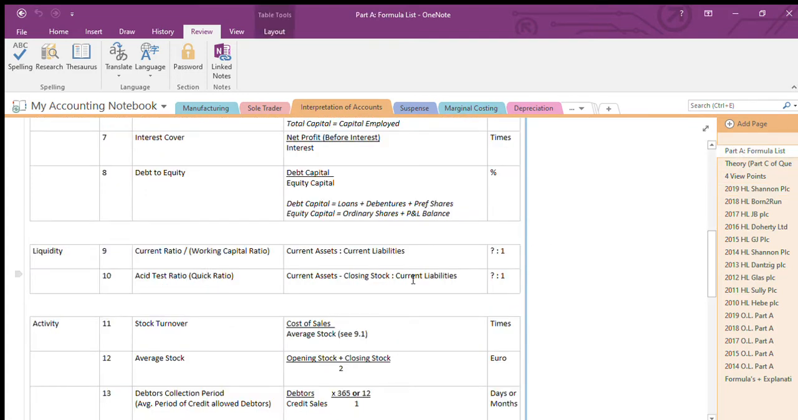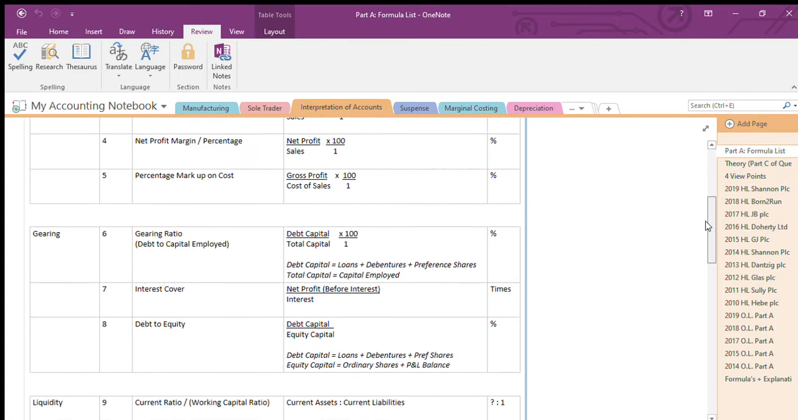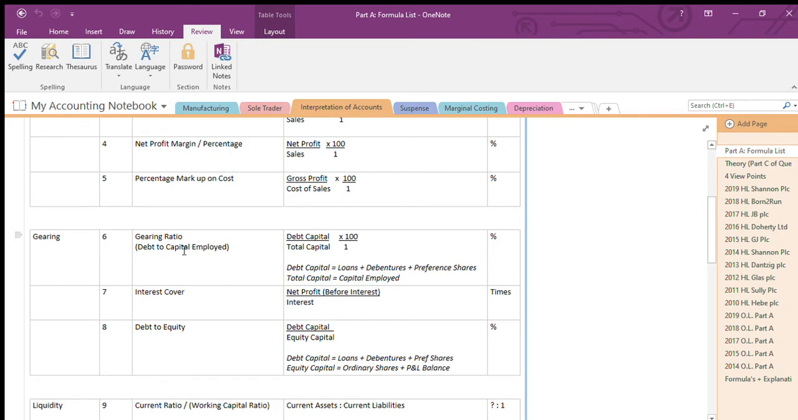So gearing is here above in my gearing section. It's the first one. It's my debt to capital employed. It's my gearing ratio. And this one might take a little bit of understanding. It's debt capital divided by total capital multiplied by 100 over 1%. But again, what's the debt capital and what's the total capital? So this is how you work it out.